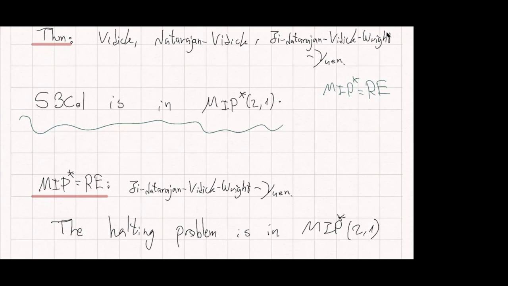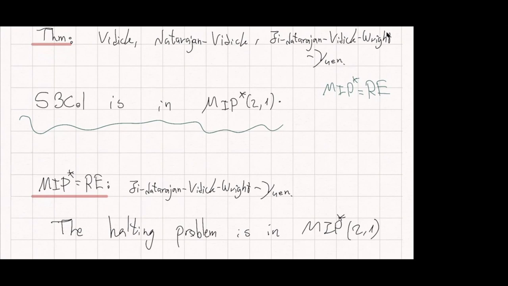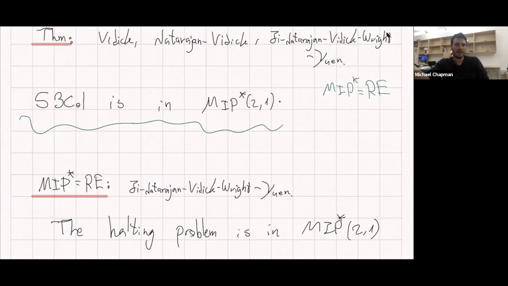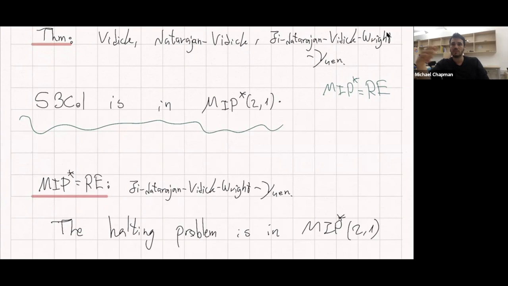The point is that there are languages that are undecidable in MIP* 2-1. There are subsets of the naturals that you have no algorithm to decide whether an instance is in the subset or not in the subset. Okay, you can decide whether it is in the language, but not if it is not. This I'm happy with. And there are such languages in MIP* 2-1.